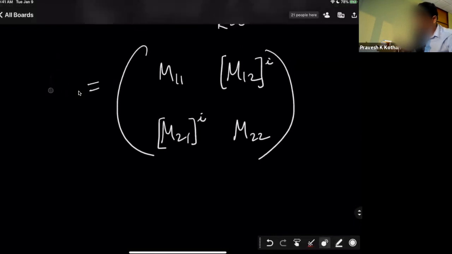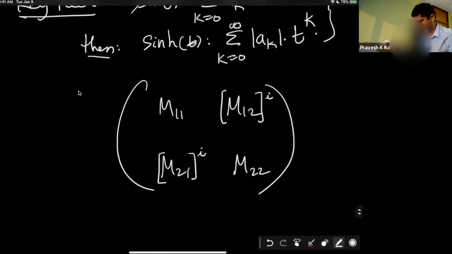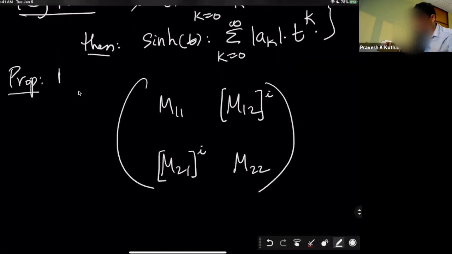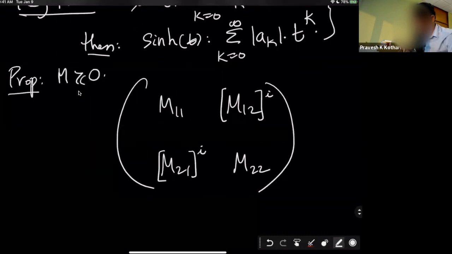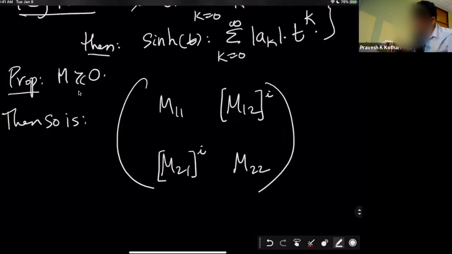So let me maybe state it as a proposition. Suppose M is PSD, then so is this matrix. This fact is what we proved earlier: if we apply the ith power function entry-wise, then I'm going to get a PSD matrix. I'm just writing it in a very cumbersome way of writing M to the I, right? I'm just applying it to each block separately.